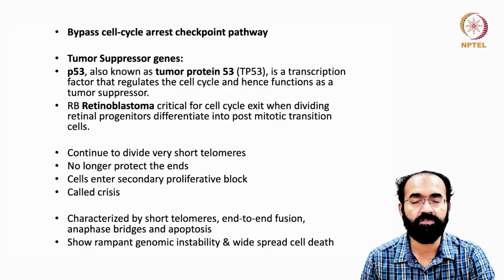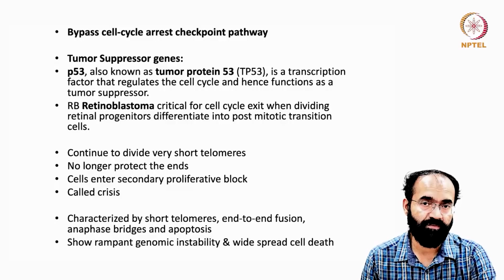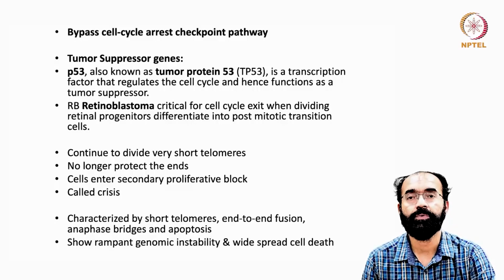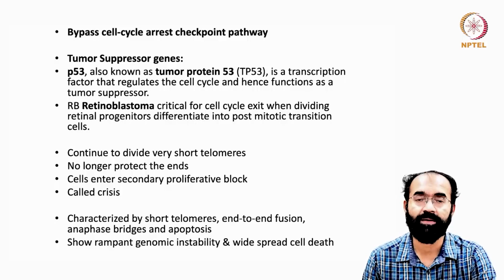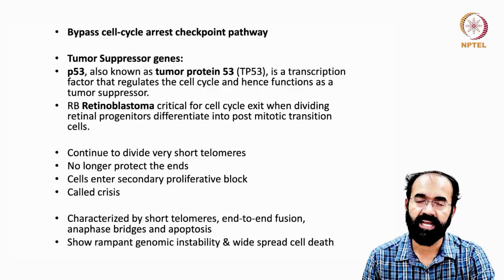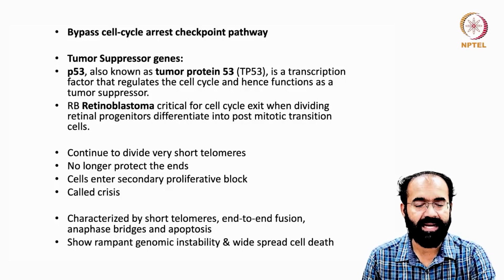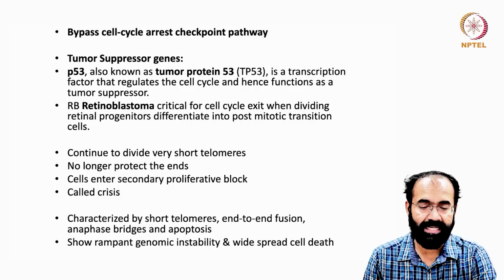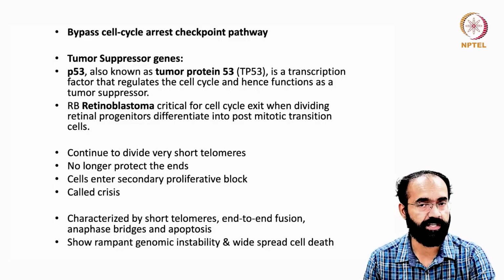The first proliferative block was in the M1 phase, where the Hayflick limit is reached, and then you reach a crisis period, that is M2, secondary, and we call it a crisis phase. The first crisis is the Hayflick limit, once the telomere length reaches a particular point. Second is once the telomere length becomes further shortened. So it is characterized by short telomeres, and this can lead to end-to-end fusion.